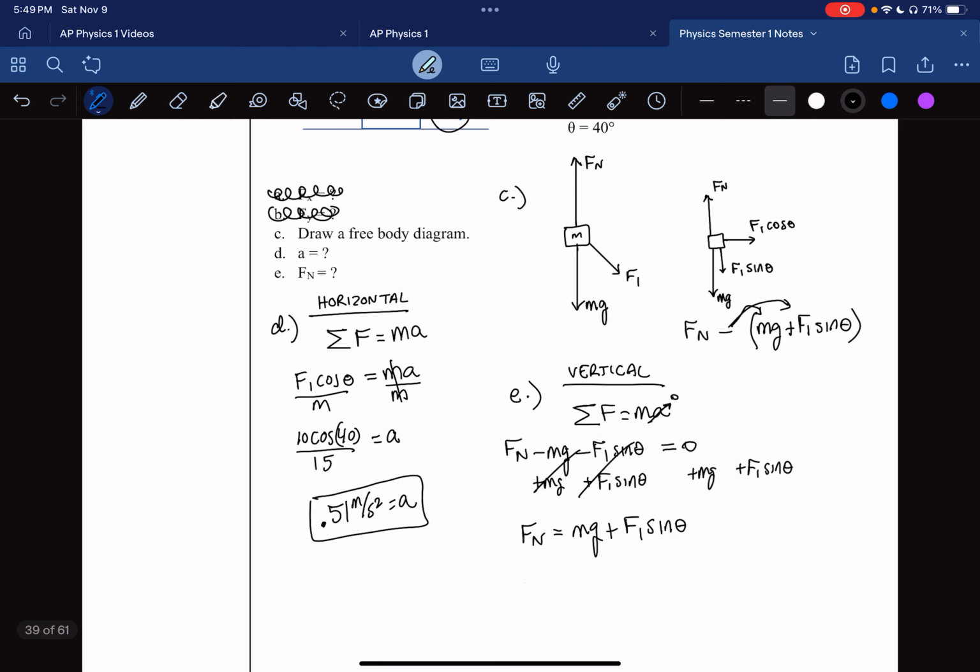And at this point, we're just going to plug in some numbers. The mass is 15. So mg is 150 plus, looks like it's 10 sine 40. And I'm getting a normal force of 156.